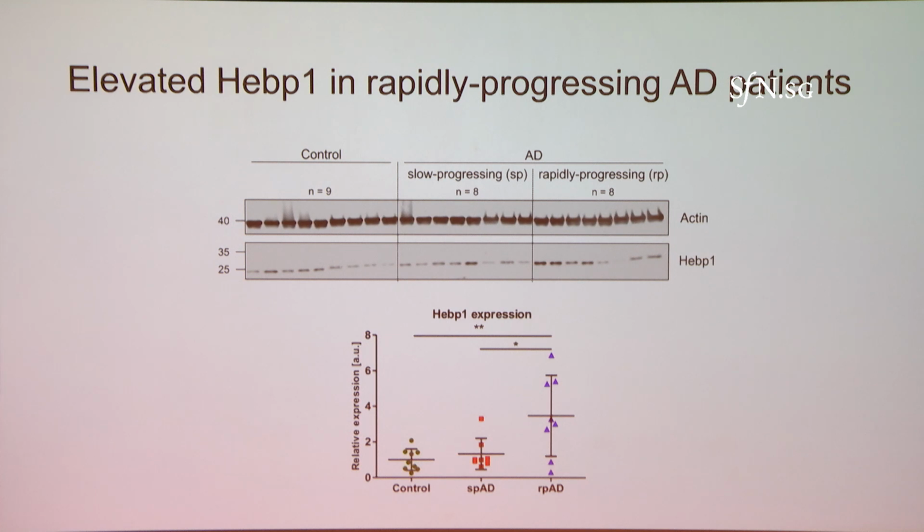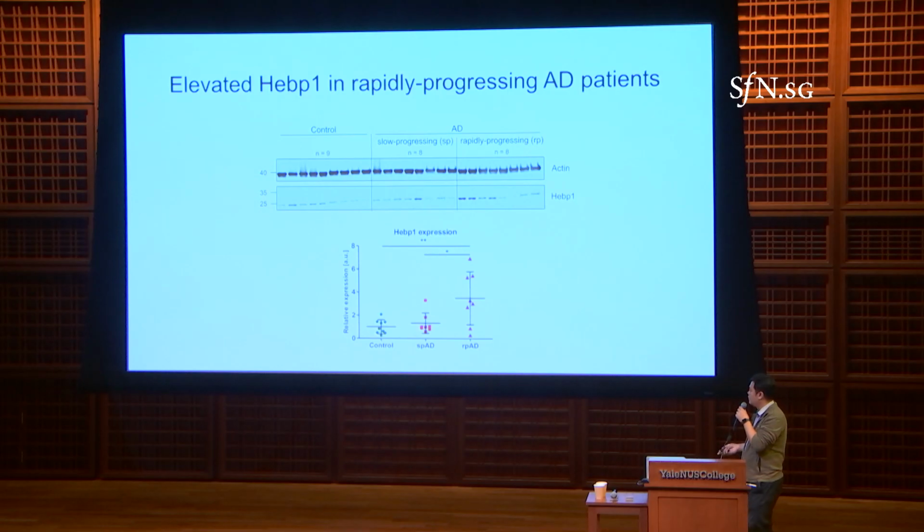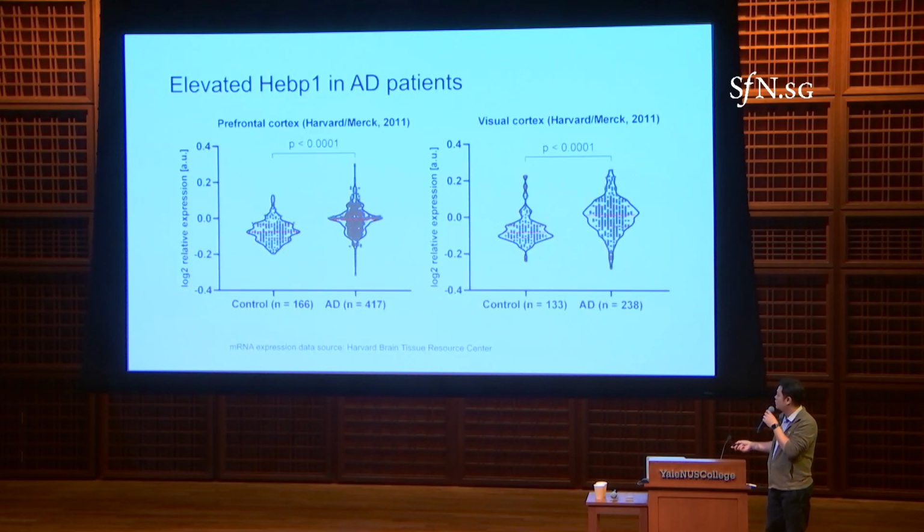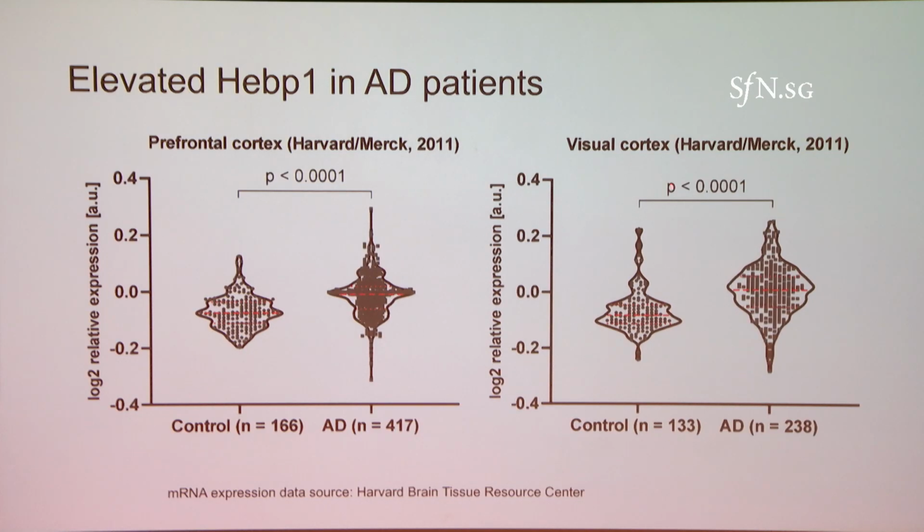Now, as I mentioned, this is a very small data set, and we really want to understand whether, in the broader context of AD, HEBP1 is relevant. So what Sasha did at the time was to look at publicly available databases, and you can see if you look at the mRNA expression profile of HEBP1 in the prefrontal cortex and visual cortex, for instance, the more AD-relevant brain regions, the mRNA expression levels of HEBP1 are very highly elevated. So again, attesting to the idea that HEBP1 is relevant to human AD itself.